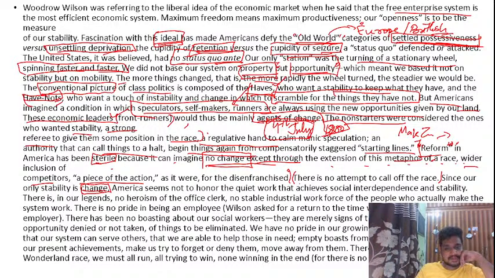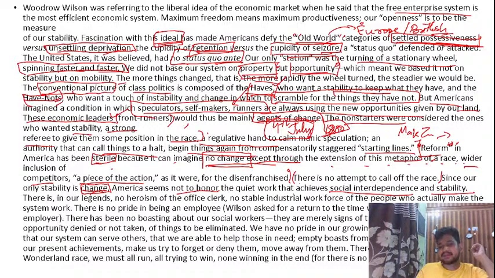America seems not to honor the quiet work that achieves the social interdependence and stability. So basically, the author is criticizing Woodrow Wilson's idea that the free enterprise system is the most efficient economic system. Capitalism is the best. The author is kind of a non-supporter of the capitalist form of economy. Okay, here it is totally talking about economy, not at all about the governmental aspects or the governance aspects of capitalism versus communism.